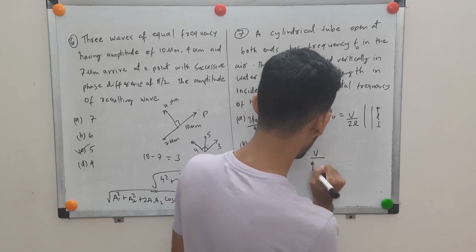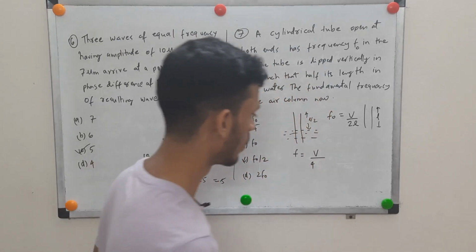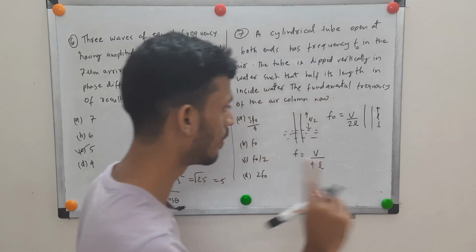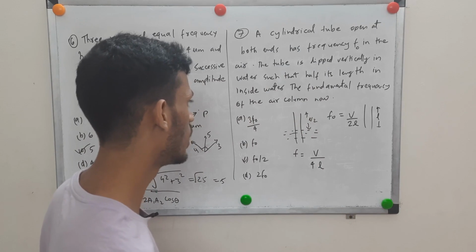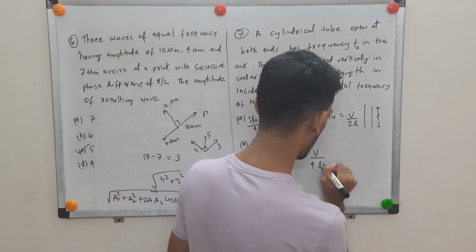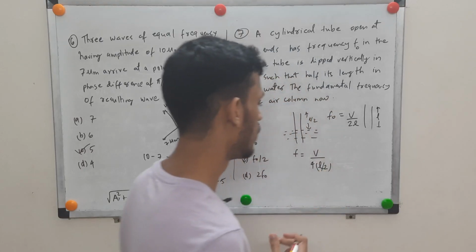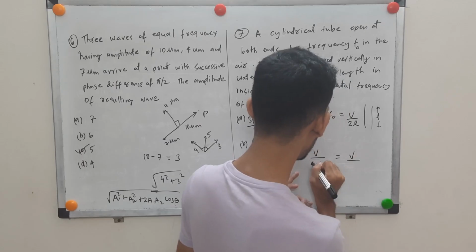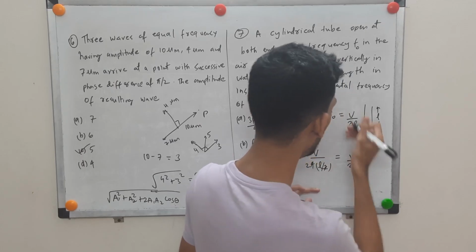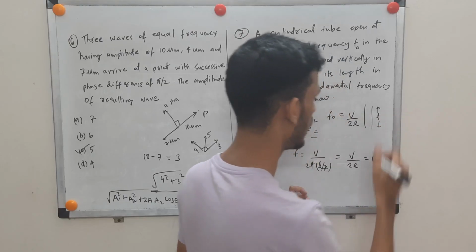Because for a closed pipe it is lesser. Okay, so it is 4L, and keep in mind that this is half. The length is half, so basically you'll see that it is V by, cancel these 2s, right? So V by 2L, which is equal to the open pipe with length L, right?